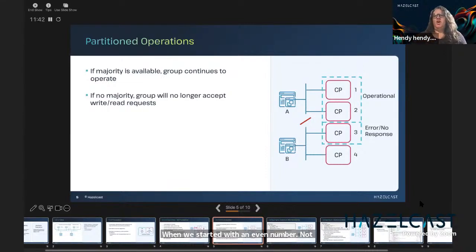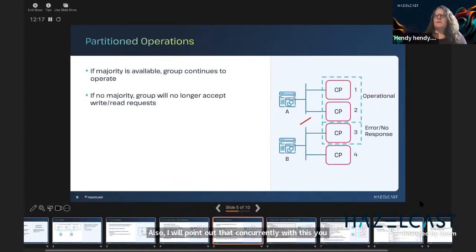Now we're under partition. What happens with the CP subsystem if we have cluster members 1 and 2? What happens if cluster member 1 dies? Well, then the whole CP subsystem stops responding because we don't have majority anymore. And again, if you're thinking that's bad, that's by design. We cannot guarantee consistency.